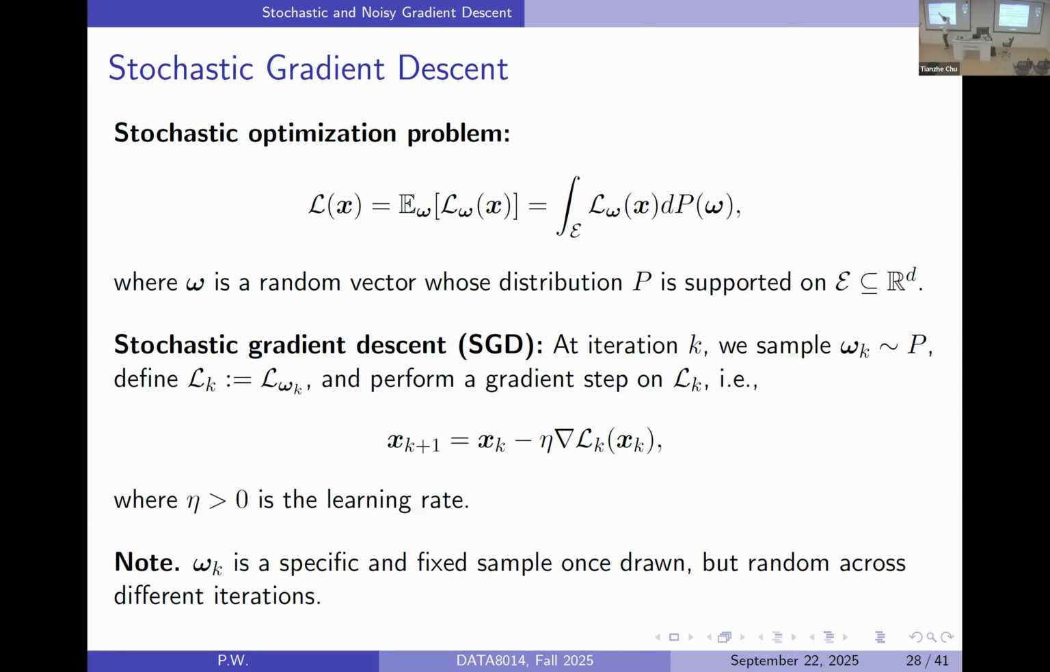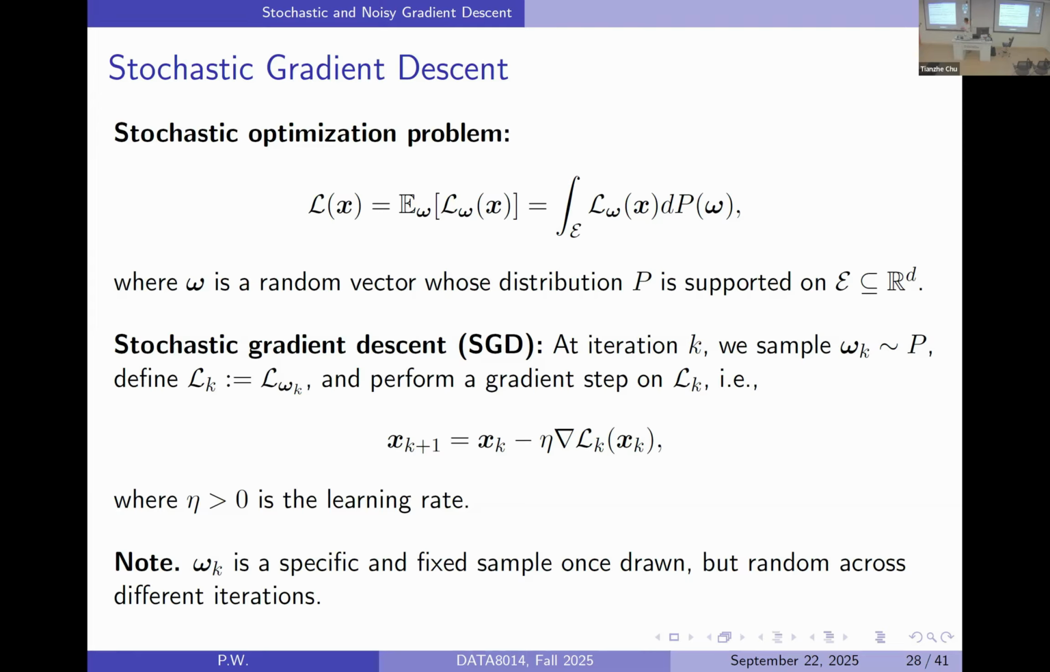In general, you can write down the stochastic optimization objective function like this. You minimize some function L(x), which is an expectation with respect to the random vector W, and this loss function L(W, x) depends on this random vector. More concretely, you can write it as an integral over the probability distribution of L(W, x). Here W is a random vector whose distribution is P, supported on some subset.